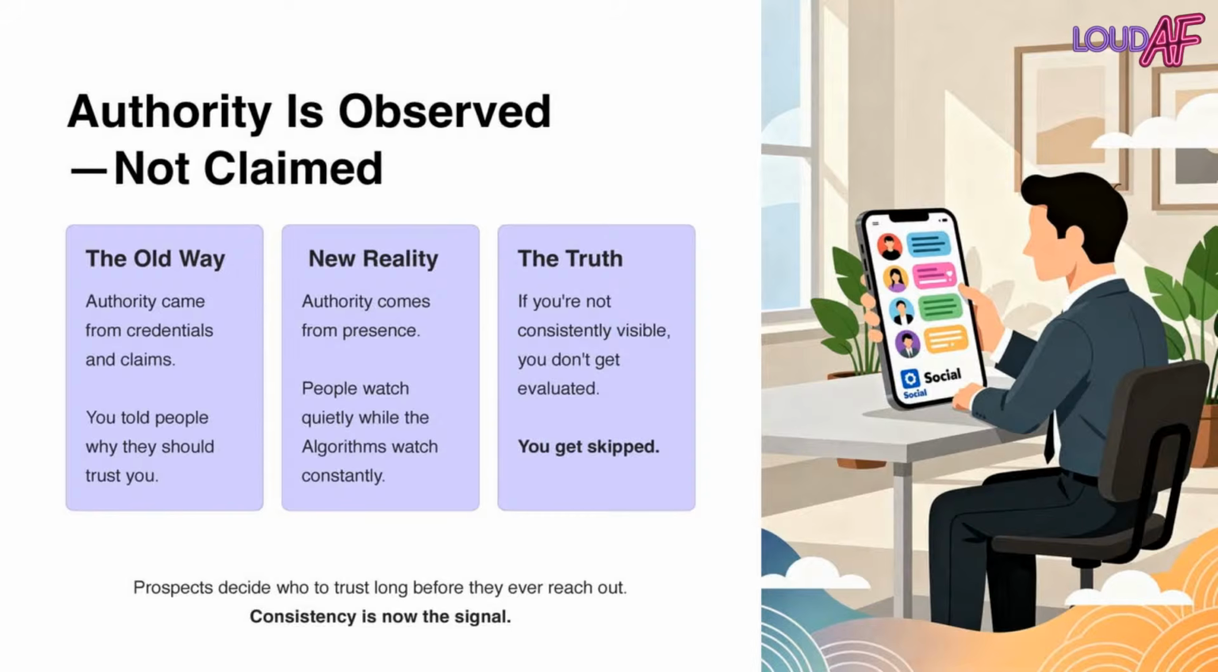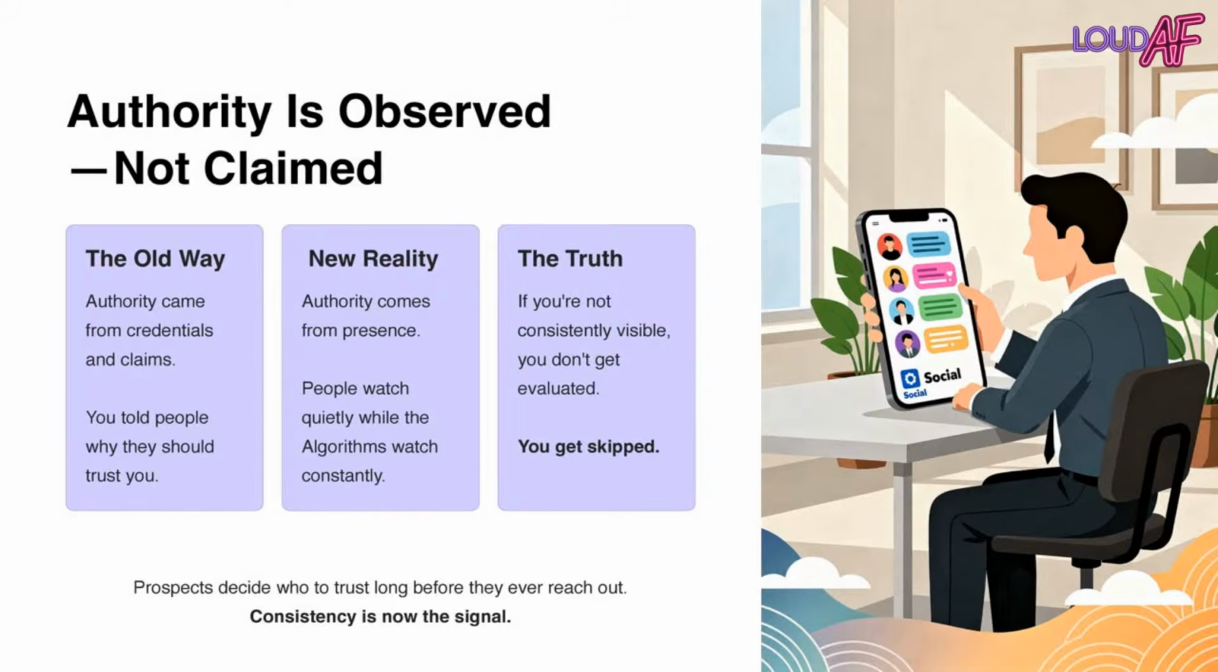Now, there's been a shift over the last year and a half, specifically when AI SEO started to get traction, where authority is now observed. It is not claimed by you saying, I am the authority in this market. The old way, 2 years ago, even a year ago, was that authority came from credentials and making claims that I am the leader in this. You told people why they should trust you.